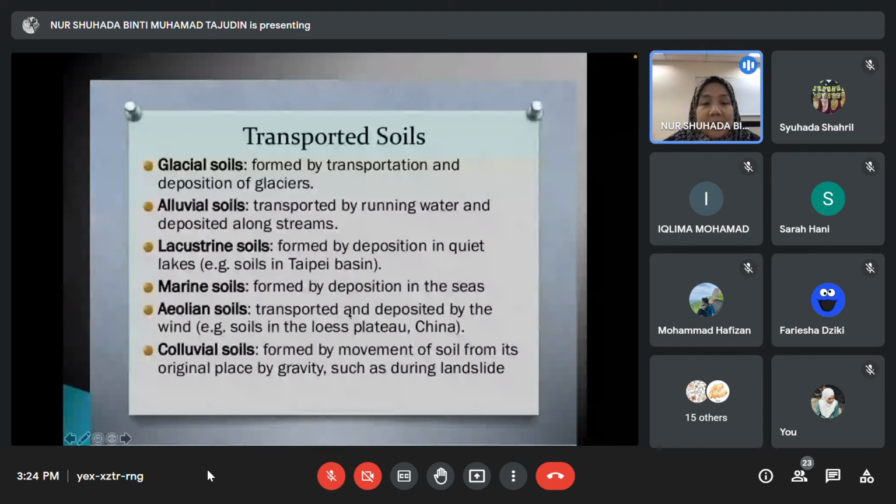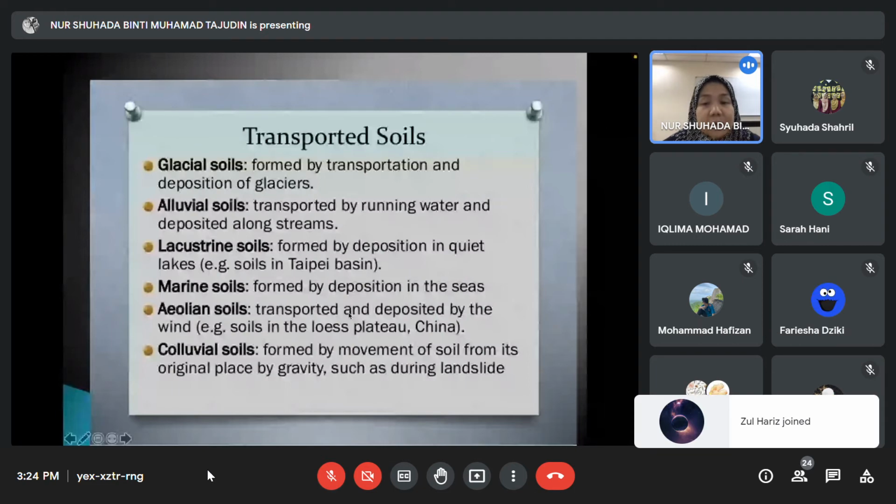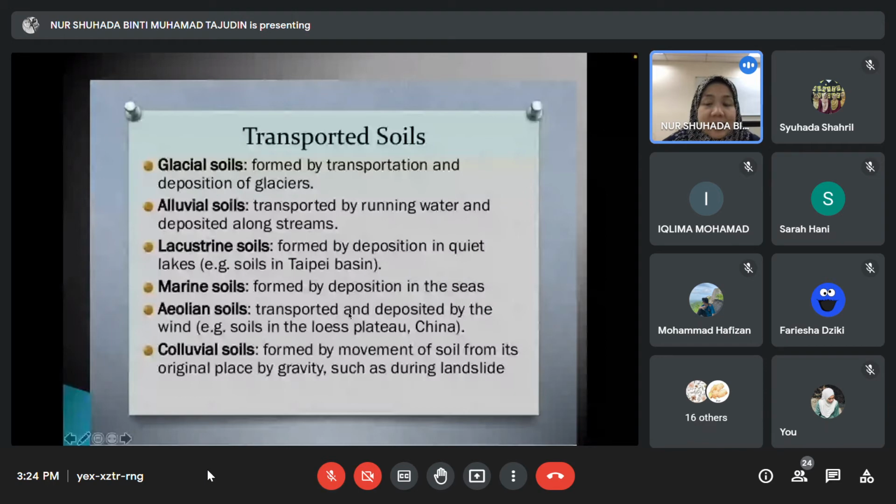Okay, then we have yang saya terang yang penting je colluvial soil, okay, which is formed by the movement of soil from its original place by gravity, such as during landslide. Yang ni, this is common in our country lah, dengan dekat our surrounding. Okay, so these are some examples.